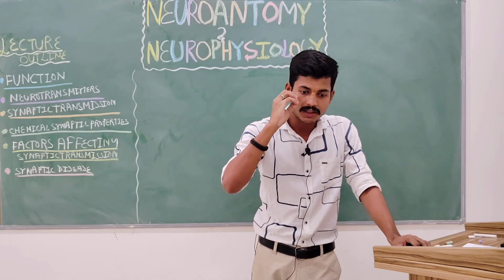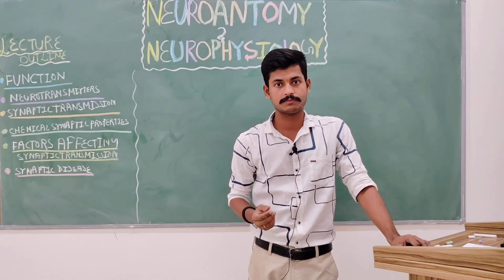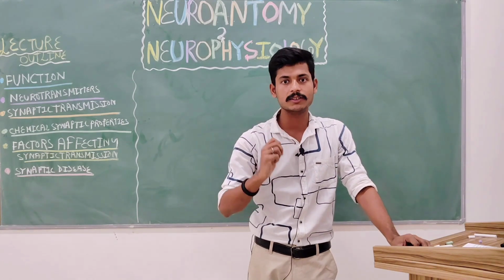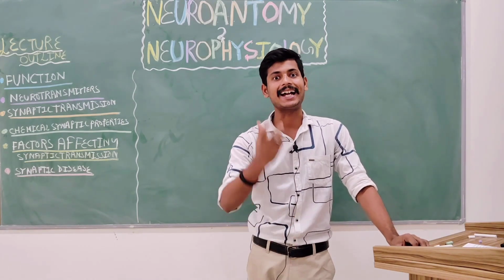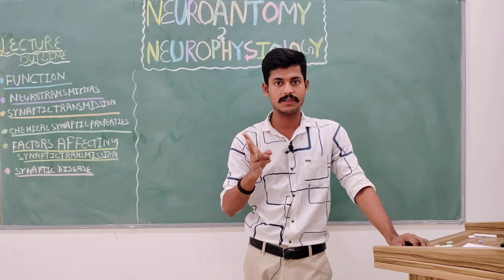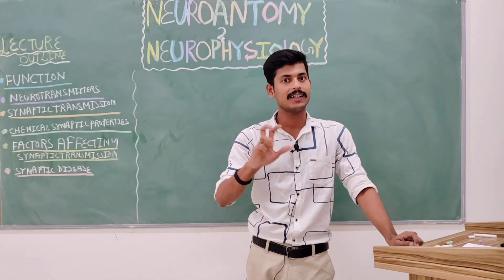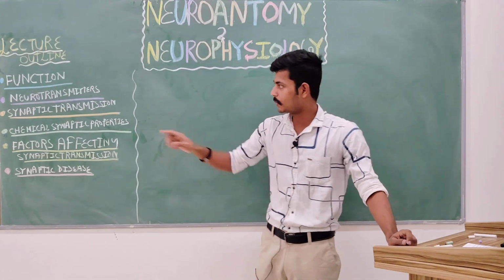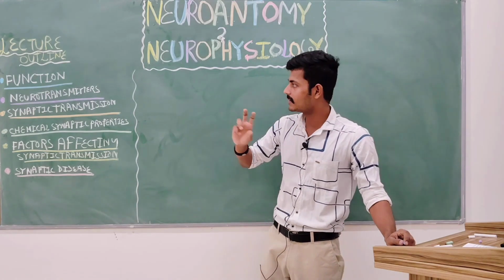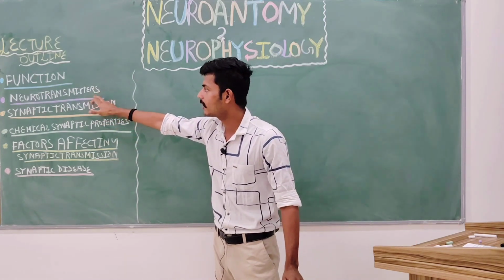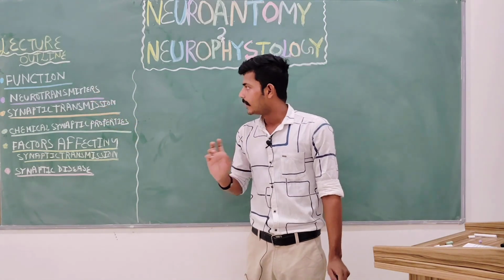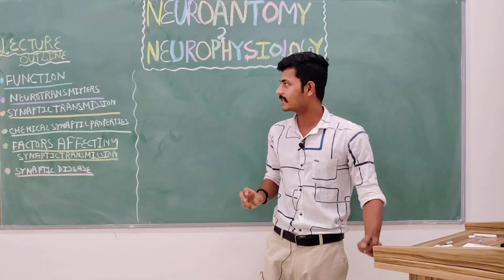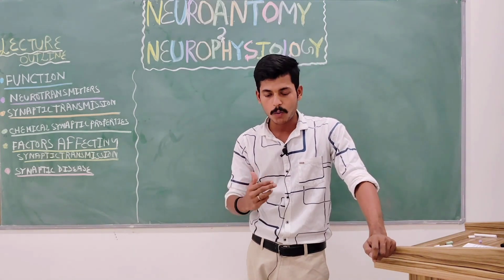Either it will inhibit the function or it will excite the function. So neurotransmitters fall into both an inhibitory class and an excitatory class. We will see some of the names under the heading of neurotransmitter. Then the main thing is synaptic transmission.